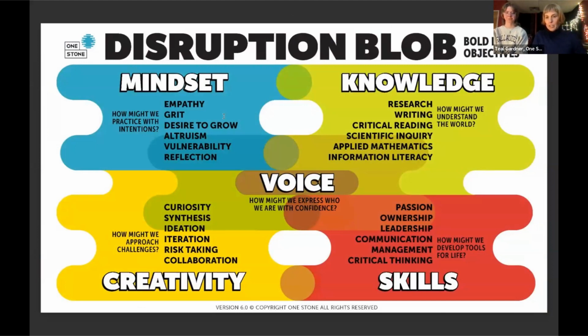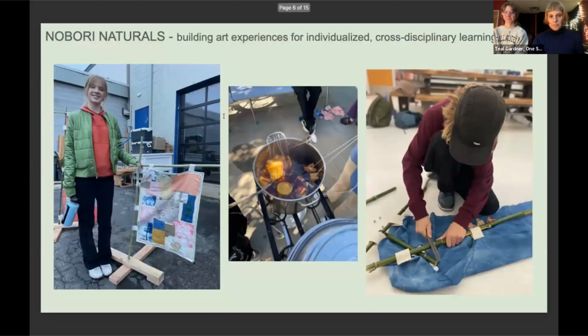I'm going to go back to the blob really quick and say that during the Nobori Naturals experience, students identified that they had grown in research, writing, empathy, grit, desire to grow, curiosity, synthesis, ideation, iteration, risk-taking, collaboration, passion. So just saying again how incredibly plural arts education is, it's covering this map of all of these various tools that students are choosing to grow in. And that was just super inspiring to me.